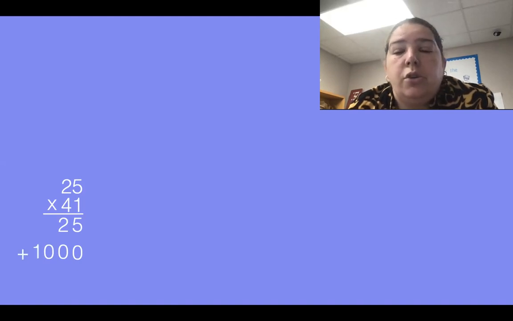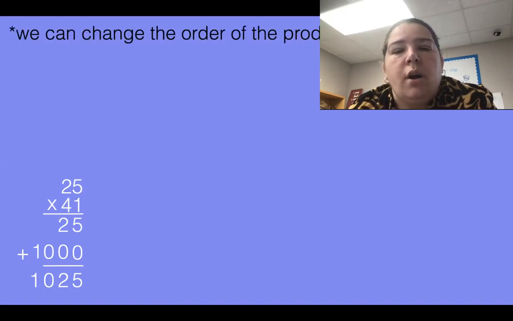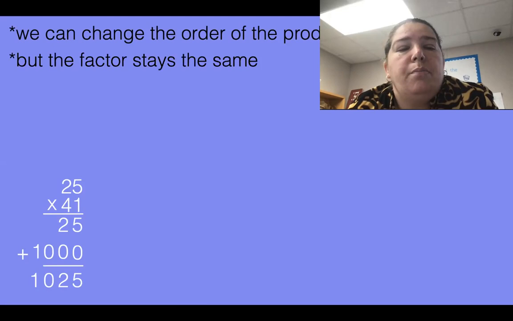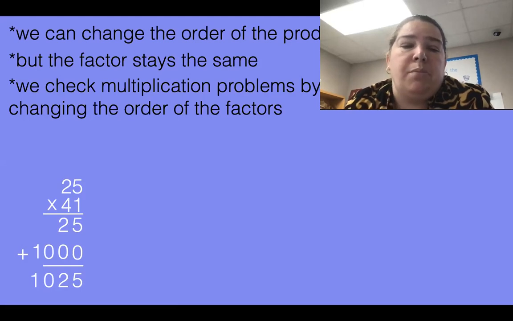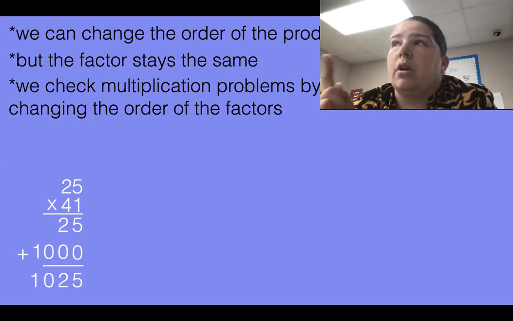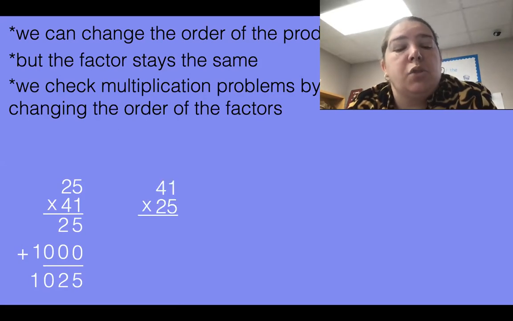Then these two are partial products. We add them together to get our final product. Now, in order to check, here's what we can do. We can change the order of the product, but the factors stay the same. We don't change the factors. And we check multiplication problems by changing the order of the problem. So now it will be 41 times 25. 41 times 25 should give us the same answer.